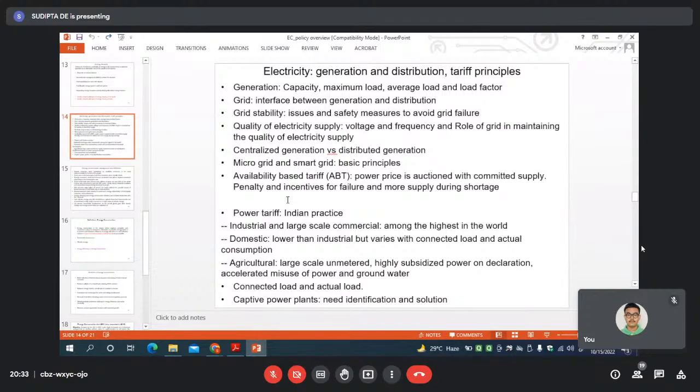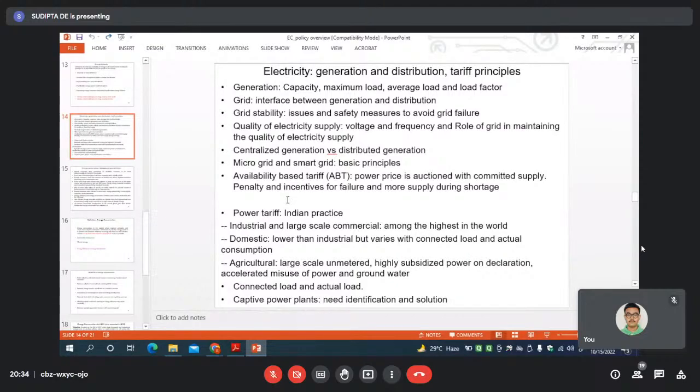Now the government has defined the industrial and large scale commercial sector among the highest in the world. That means out of these 3 sectors, the industrial and large scale commercial sector has been imposed the maximum per unit price of electricity, and that is not only higher than the other two, it is among the highest in the world. What are the consequences? There are consequences. I will discuss it later on. Let's at first see what the actual status is. Domestic is lower than industrial, but varies with connected load and actual consumption. This needs to be explained.